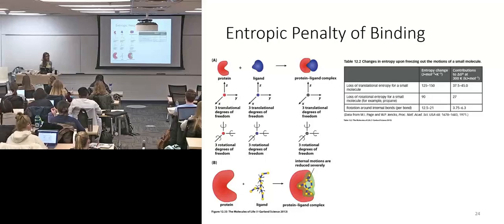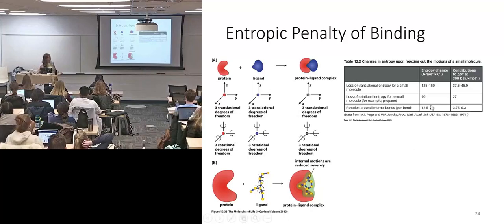So binding's favorable, but what's happening with the entropic term? What's going on in this figure here is we have the protein and the ligand separate. They have 3 degrees of translational freedom each, meaning X, Y, and Z direction. They can move through space. The protein can move through space, and the ligand can move through space.